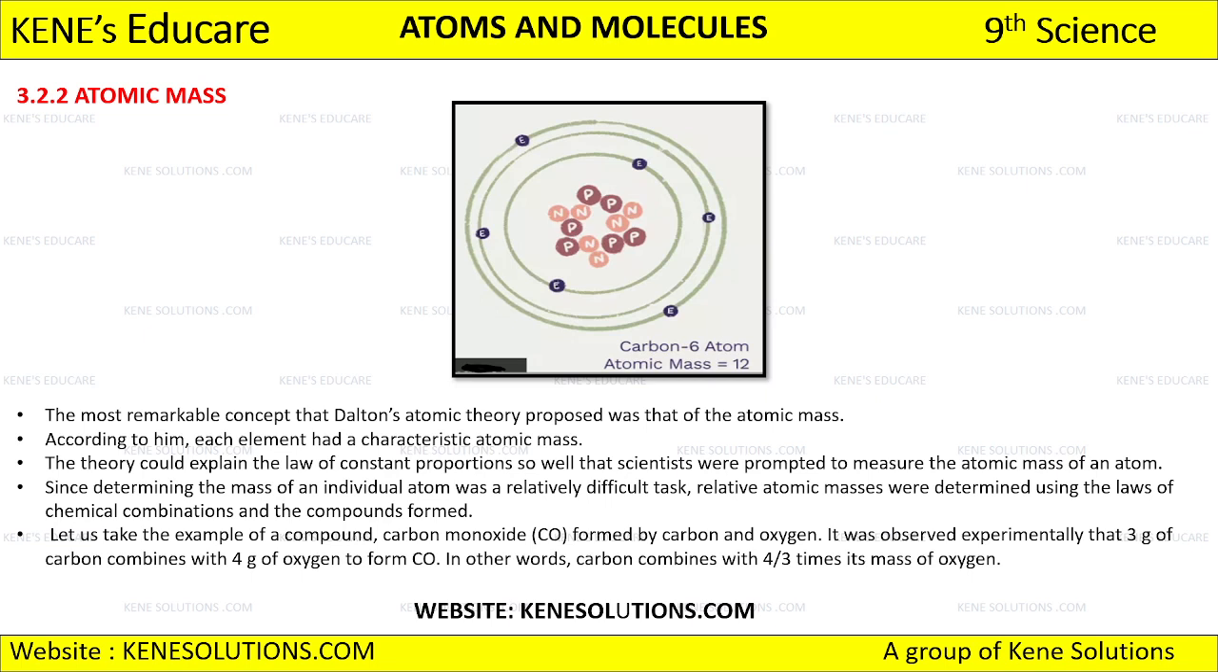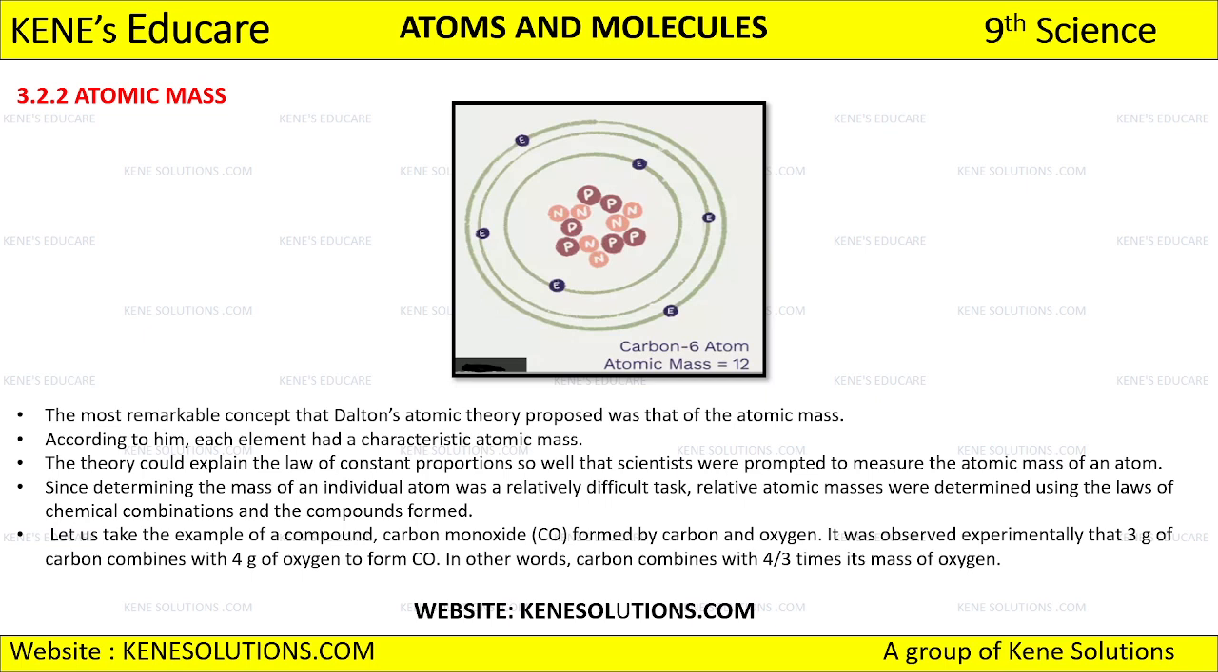I hope every one of you is going through it, because atomic mass was again a remarkable concept from Dalton's atomic theory, where we have proposed more about the atomic mass. And according to him, each element had a characteristic atomic mass, which the theory was explaining. So this theory could explain the law of constant proportion so well that scientists were prompted to measure the atomic mass of an atom.